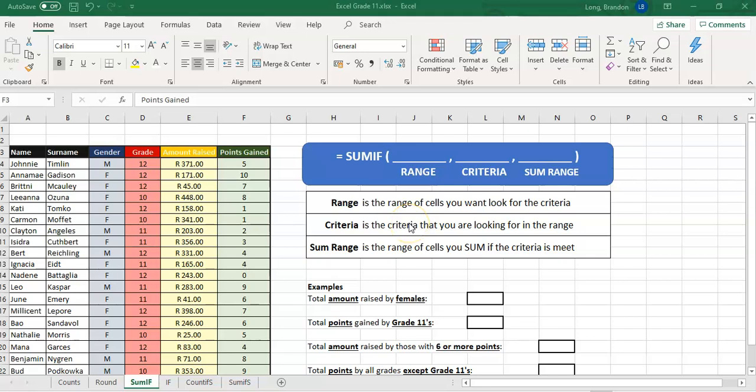Okay, so let's try a couple of examples. So here we want to find the total amount raised by females. Now here's a little tip. Whenever you're doing a sum, there are normally two things that are mentioned. If it was a COUNTIF, you would say count the number of females. There's only one thing they mentioned there.